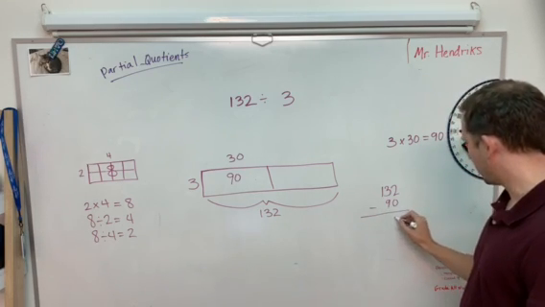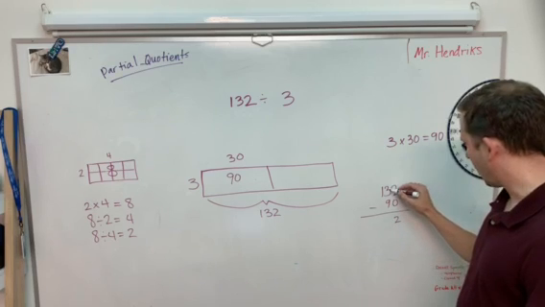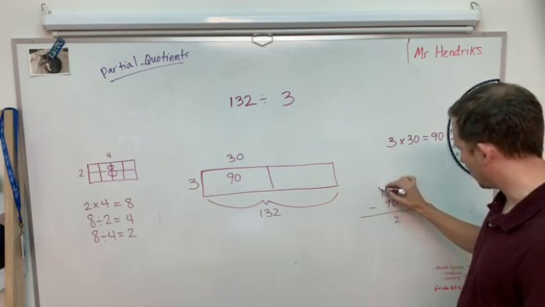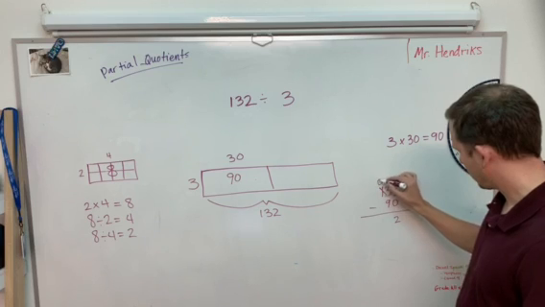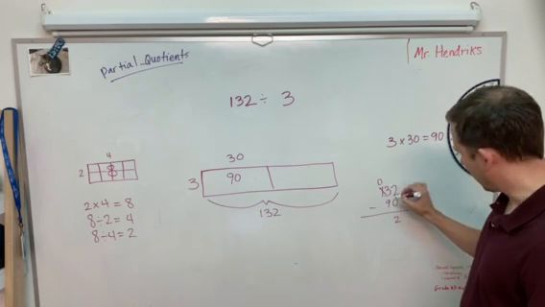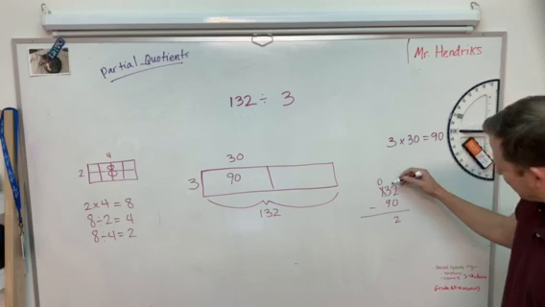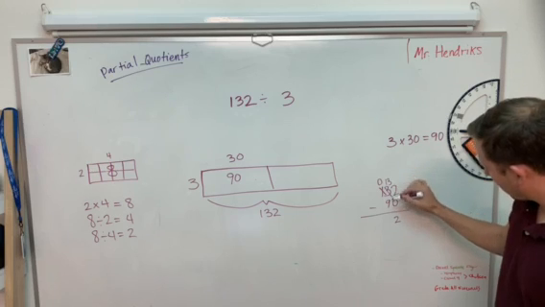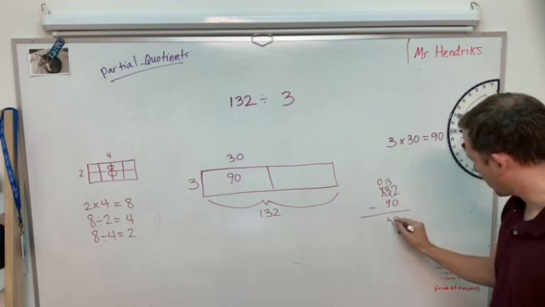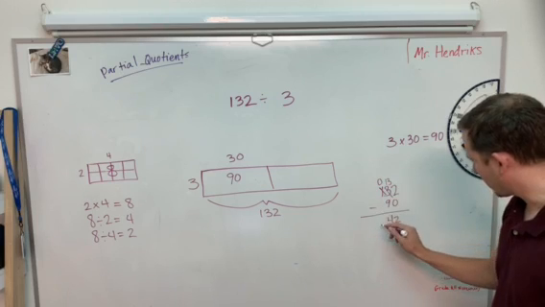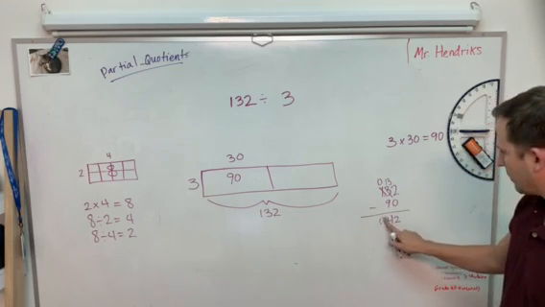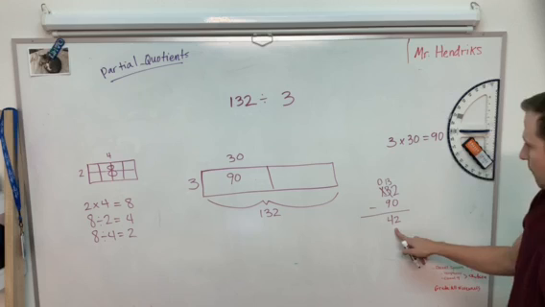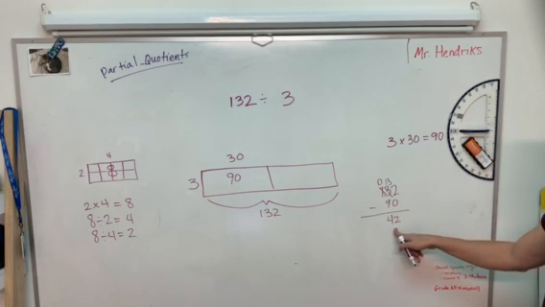2, take away 0, 2. Now 3, I wouldn't have enough, so I have to regroup this 100. Oh no, I don't have any hundreds left. But that 100 gives me 10 tens. 10 tens plus 3 tens gives me 13 tens. Take away 9 tens, give me 4 tens. And then 0, take away nothing. We don't have to. We could mark this if we want, but we don't have to. So we have 42 left.